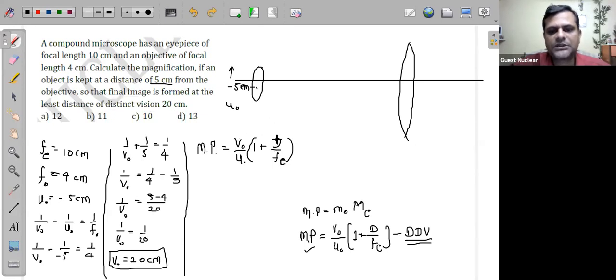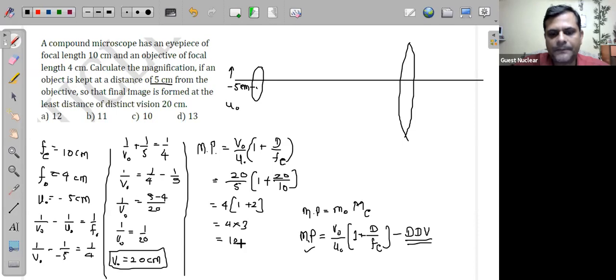Normally it is 25 centimeter actually, but here it is given to be 20 centimeter. It's okay. So you can just get this VO, which is going to be 20 upon UO, which is 5, and then multiplied with 1 plus D, which is 20, divided by FE, which is 10. So if we just calculate this finally, here we get 4 and here we get 1 plus 2. And this 4 into 3 comes out to be 12, which is already there in option A here, which should be the correct one.